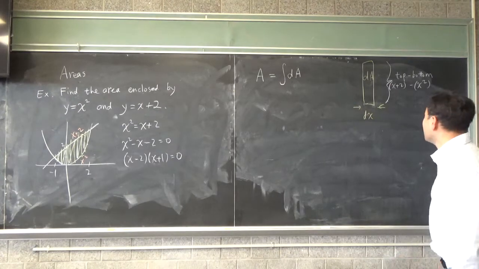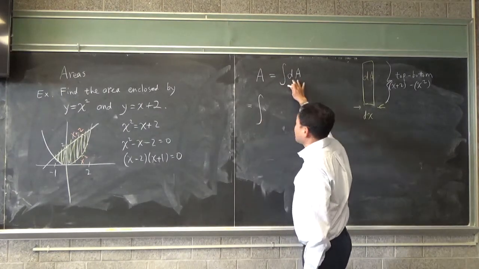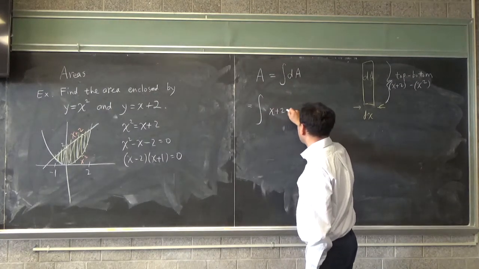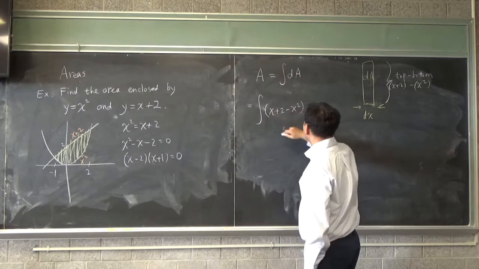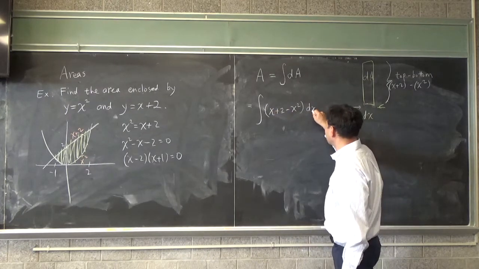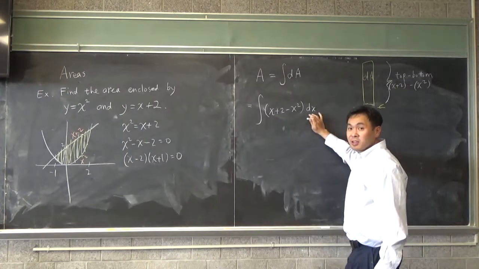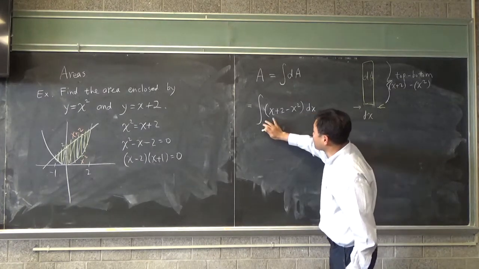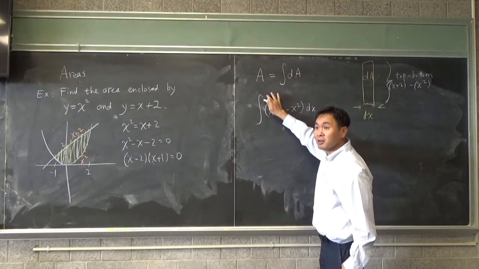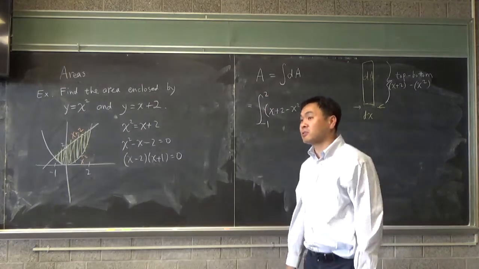Now we have the formula for dA, which is base times height, or height times base. Height is x plus 2 minus x squared. And the base length is dx. Okay. Oh, but then you have dx, right? dx means that you have to know where the x coordinate begins and where it ends. What should I put here and there? -1 and 2. Okay, that's what you have to do.